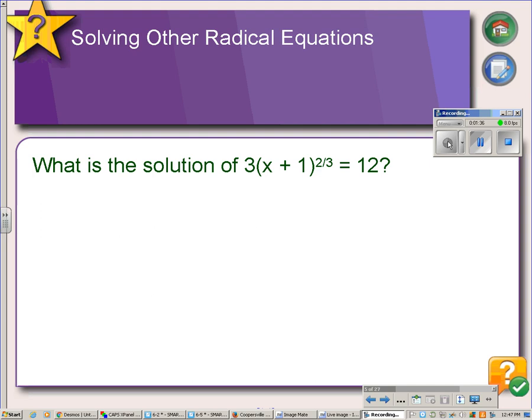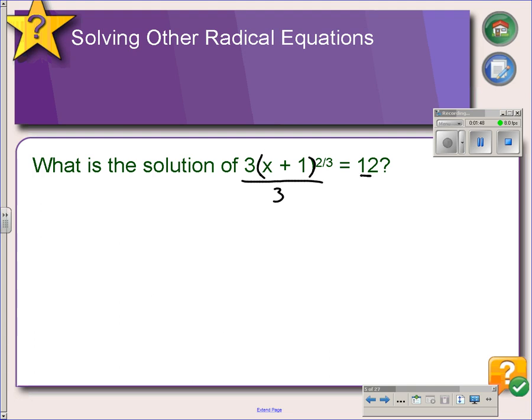Our next example here is a rational exponent equation. So again, we're going to try to isolate the rational exponent part of the equation, which is this. So first thing we'll do is divide by 3. So we have x plus 1 to the 2/3 power equals 4. Then to get rid of the 2/3 power, we raise it to the reciprocal power. So the reciprocal to 2/3 is 3/2, which we do on both sides.